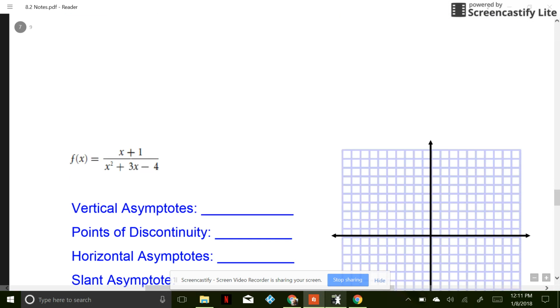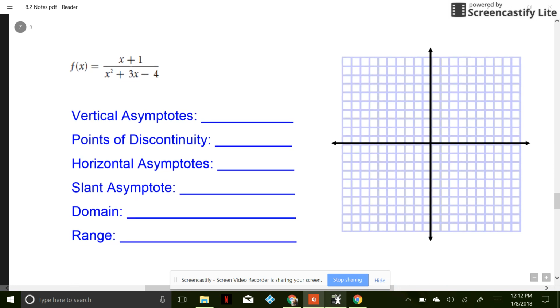Okay, let's look at another one. So the first thing we'll want to do here is factor in the denominator. So this will factor to x plus 4, x minus 1. So first thing we do is we check for anything that's going to cancel. Nothing does, so that means we're not going to have any holes. Vertical asymptotes, that's going to be stuff in the denominator that didn't cancel. So in this case, we'll have x is equal to -4 and x equal to +1.